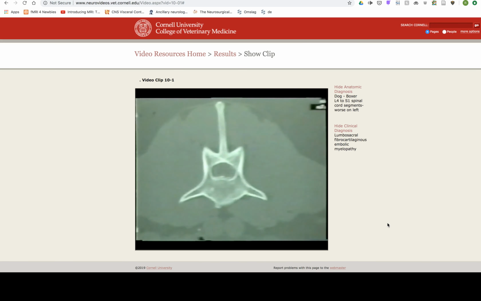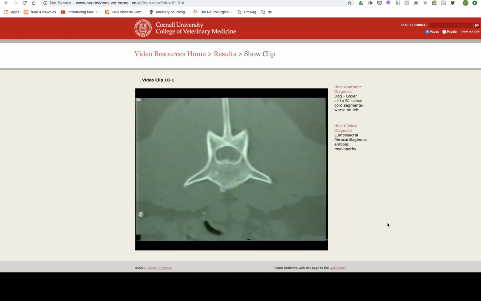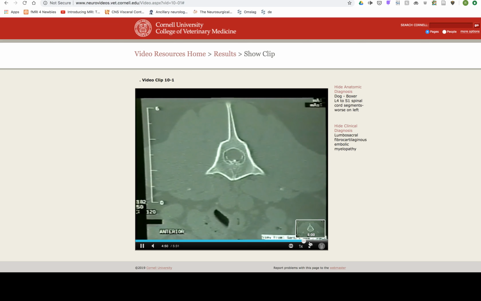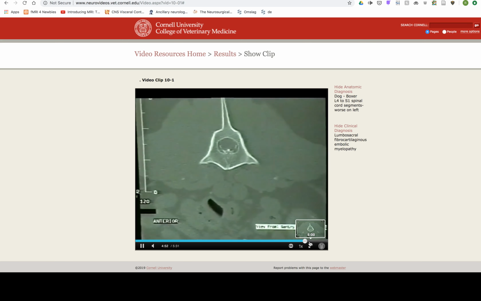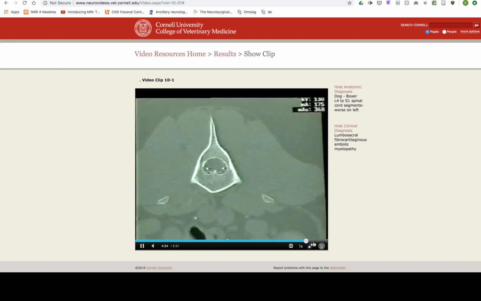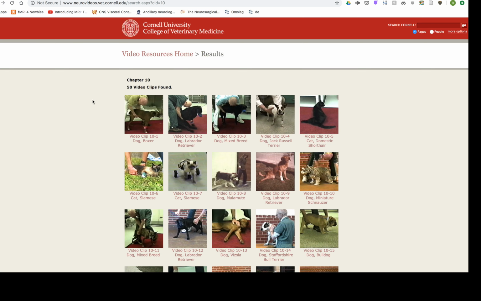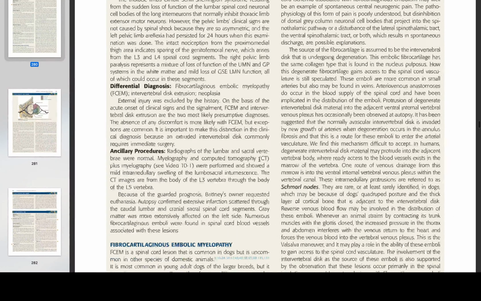Acute spinal cord injury or ischemia may be related to spontaneous pain in addition to some loss of sensory function caudal to the lesion. The extreme discomfort exhibited by some dogs at the onset of spinal cord ischemia associated with fibrocartilaginous embolism may well be an example of spontaneous central neurogenic pain. The pathophysiology of this form of pain is poorly understood, but disinhibition of dorsal gray column neuronal cell bodies that project into the spinothalamic pathway, or a disturbance of the lateral spinothalamic tract, the ventral spinothalamic tract, or both, which results in spontaneous discharge, are possible explanations.